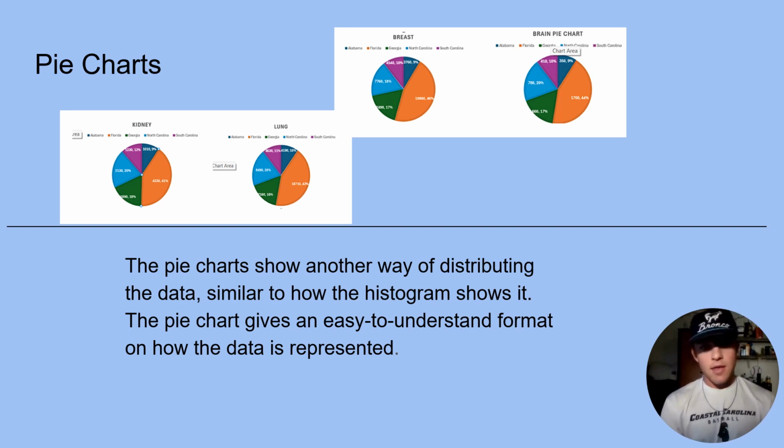So we chose 5 states and showed which had the higher rates, and the bigger the allotment that state has on the pie chart means more cases and deaths in that state. The 5 states that we chose were Alabama, Florida, Georgia, North Carolina, and South Carolina. As you can see, most of them have Florida having the most deaths.